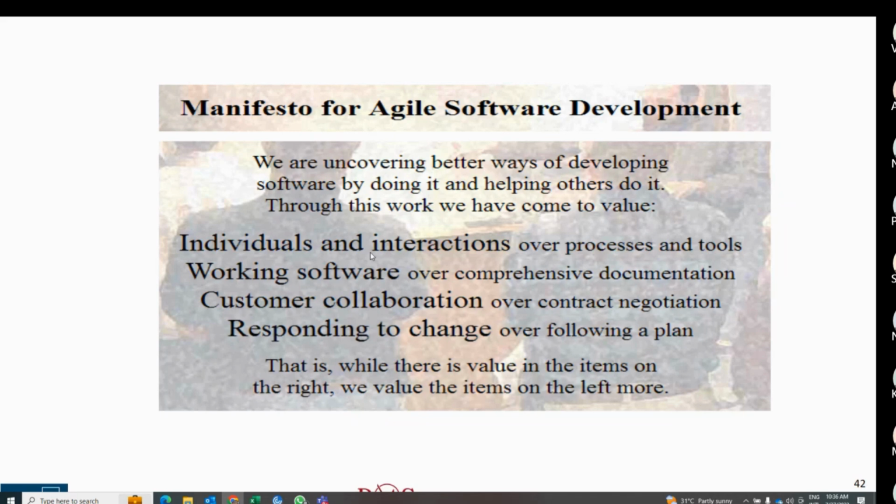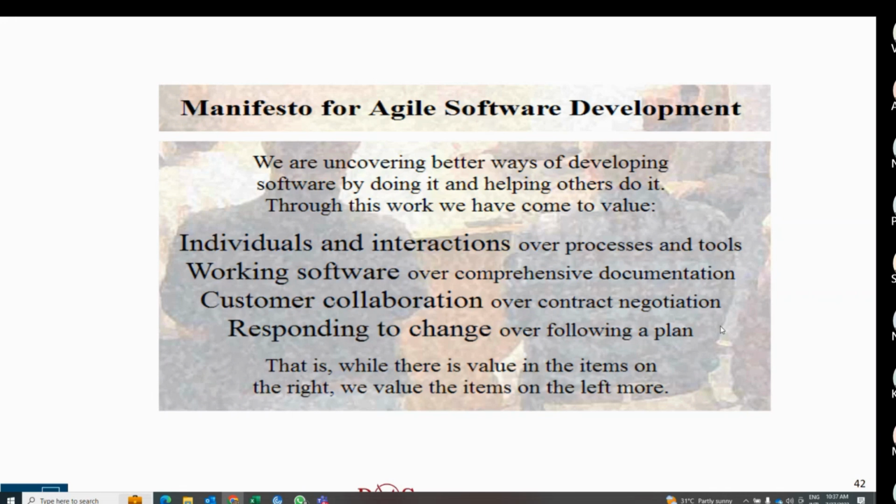They are not claiming that whatever they are discovering is the best. This is an ongoing process, so continuous improvement is fundamental in agile. Developing software by doing it and helping others to do it. So they are doing it themselves and telling others how to do it. And what they are saying is, individuals and interactions over processes and tools.